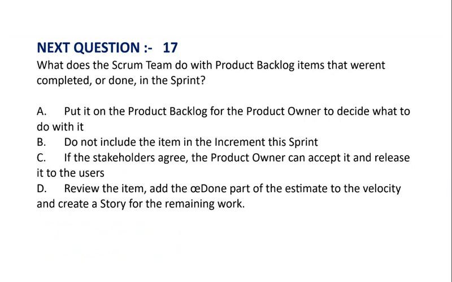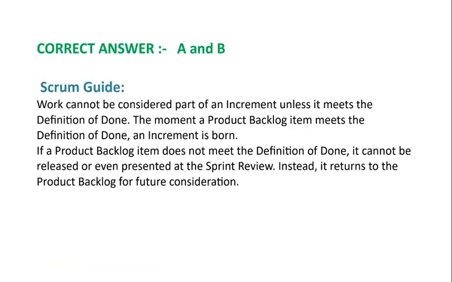Question is what does the Scrum team do with the product backlog items that were not completed or done in the sprint? Option A put it on the product backlog for the product owner to decide what to do with it. Option B do not include the item in the increment this sprint. Option C if the stakeholders agree the product owner can accept it and release it to the users. Option D review the item, add the done part of the estimate to the velocity and create a story for the remaining work. Correct answer is option A and option B.